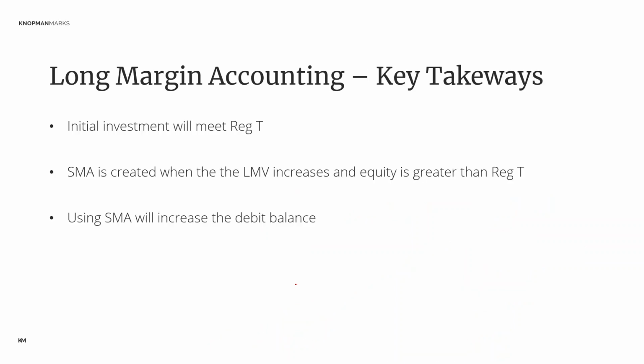You might say, Brian, what about the other half? We're getting there. But that initial investment, what did we talk about here? The initial investment, we got to meet Reg T. SMA, that line of credit is created when your equity is above Reg T. That's 50% of the market value. And when you use SMA, you're tapping a line of credit. You're going to the broker and saying, hey, broker, can I borrow some money? And the broker is going to do that and then increase your debit balance.